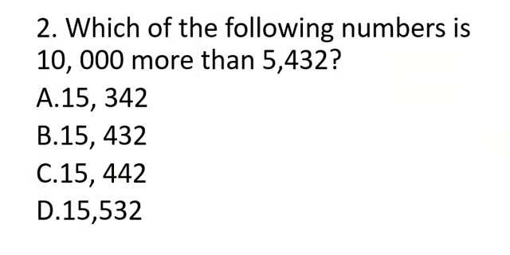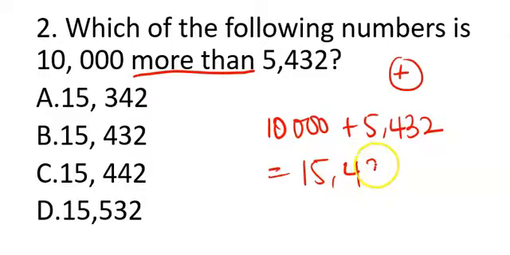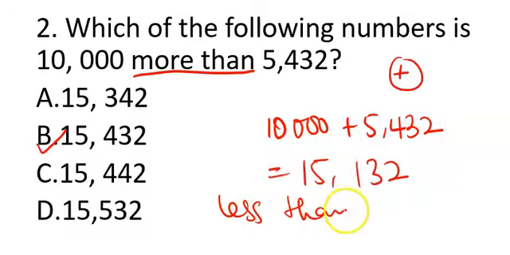Let's go to the second one. Which of the following numbers is 10,000 more than 5,432? Underline the words "more than". In mathematics, when we say more than, we normally associate it with plus. So 10,000 more than 5,432 is 10,000 plus 5,432. When you add, we get 15,432, so that is answer B. And since you are going to write the exams, assume that less than has to do with minus.